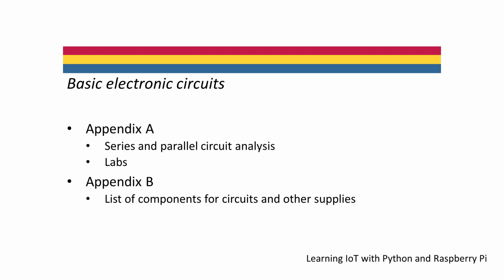We've included Appendix A for those students who would like to learn some elementary circuit analysis and who would like to learn how to measure voltage, current, and resistance using a multimeter. Appendix B contains a list of components and hats necessary to do the projects described in this book.